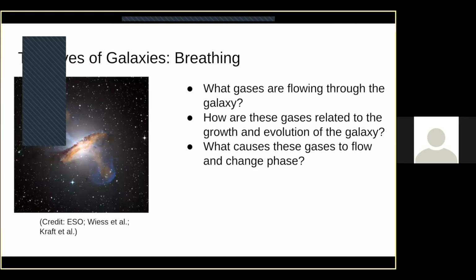And you can ask the same questions about galaxies. So what gases are flowing through a galaxy? How are those related to the growth and evolution of a galaxy? And what causes them to flow like this? And we'll go and answer those questions one by one.